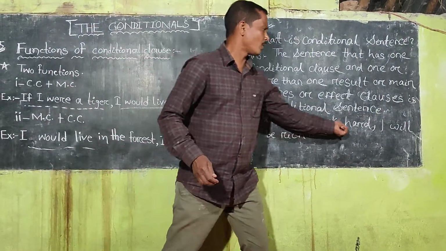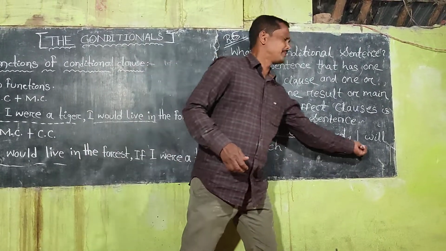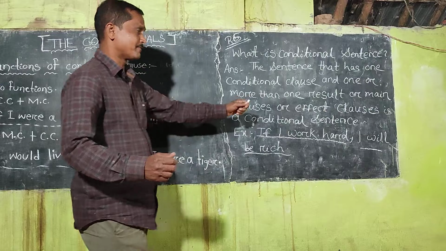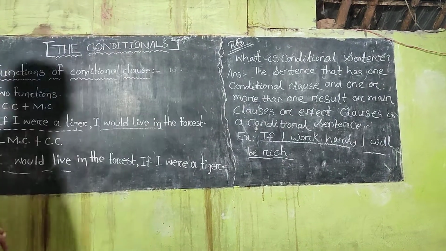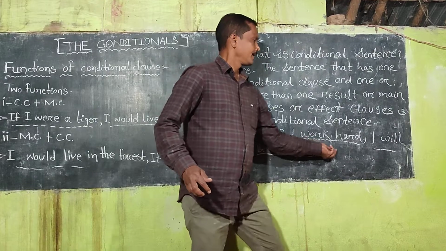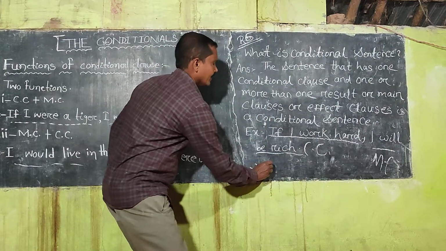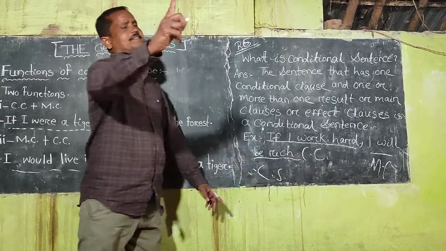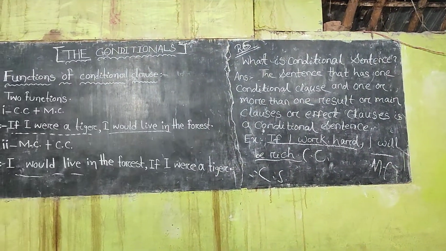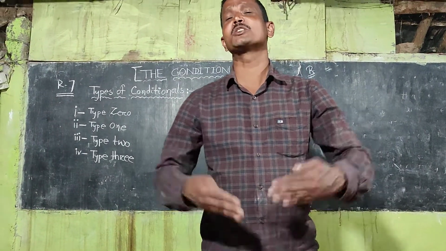Just like now you can see: if I work hard, it is the conditional clause, and I will be rich is the main clause, or effect clause, or result part. In this way we can say that here CC plus MC is equal to a conditional sentence, that means CS.